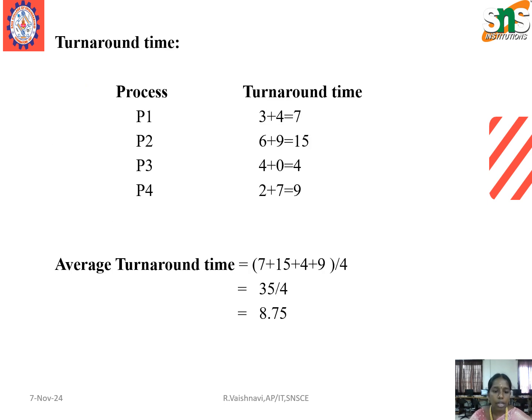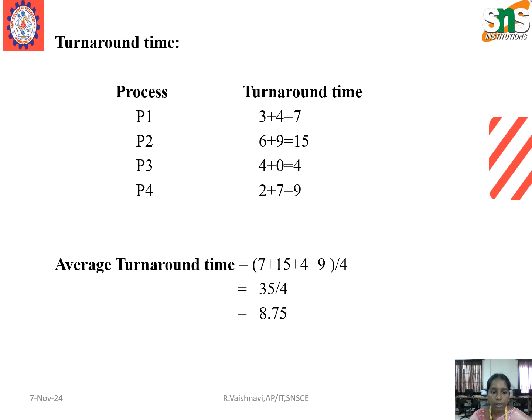And then we have to calculate the turnaround time. For turnaround time, we have to add the burst time and the waiting time of each process. For process 1, the burst time and the waiting time is 3 plus 4, that is 7. For process 2, 6 plus 9, that is 15. For process 3, 4 plus 0, that is 4. For process 4, 2 plus 7, that is 9.